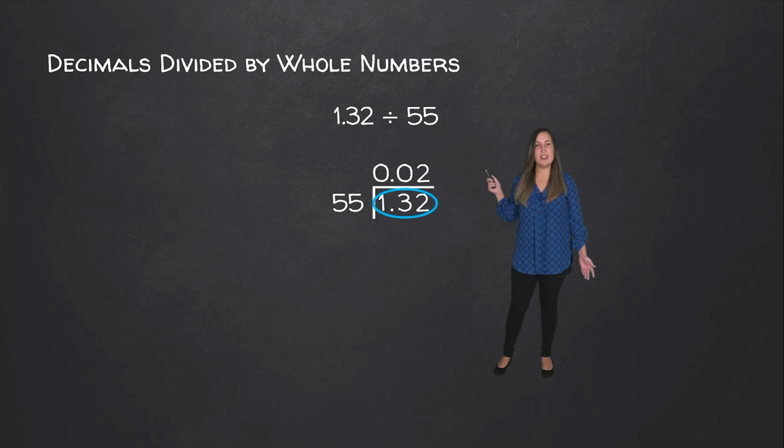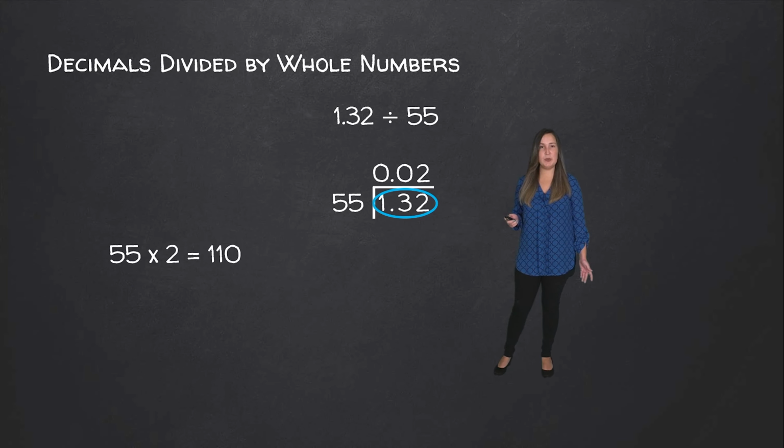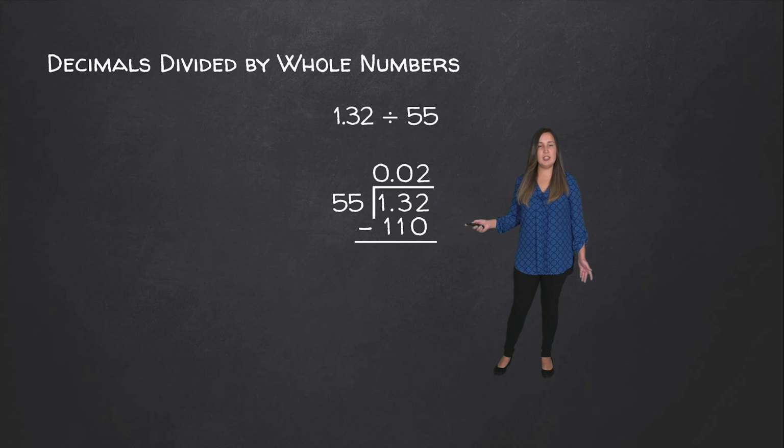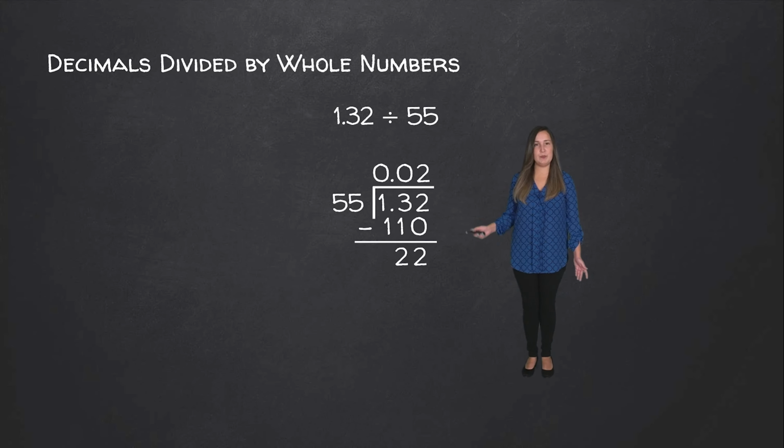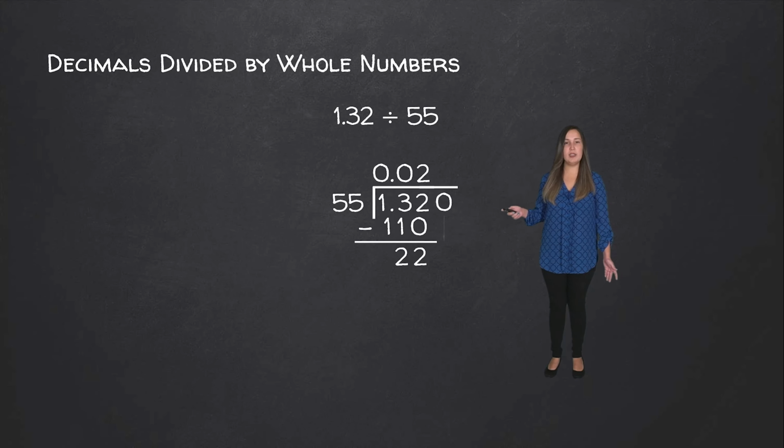And well, that would be 2 times, and that's because 55 times 2 is 110. So we write 110 underneath and then subtract. 132 minus 110 would equal 22. And notice here that we have a remainder, so we're going to add a 0 here and see what happens.